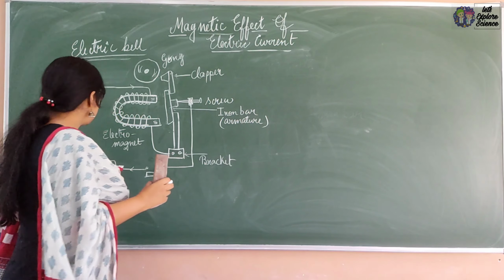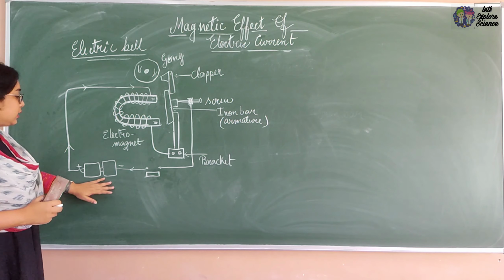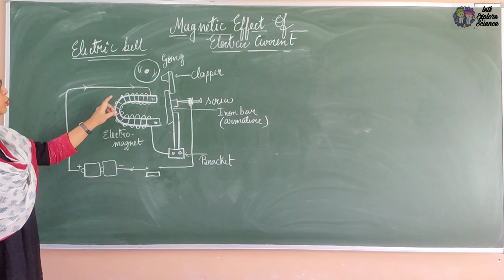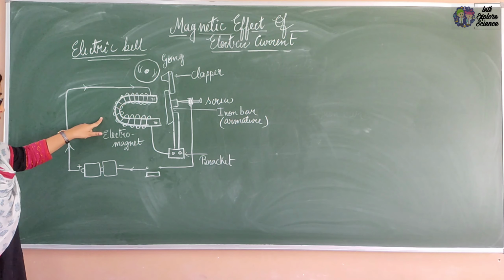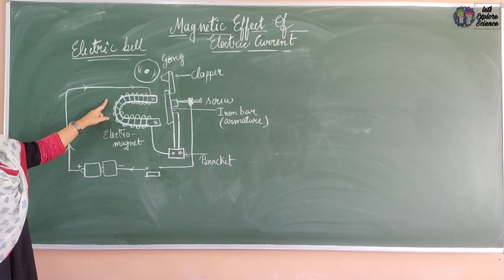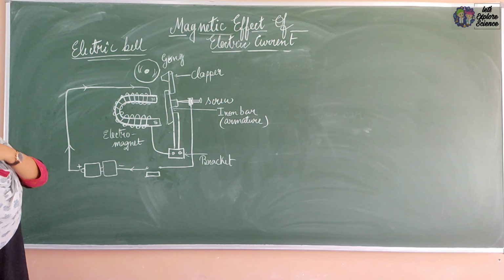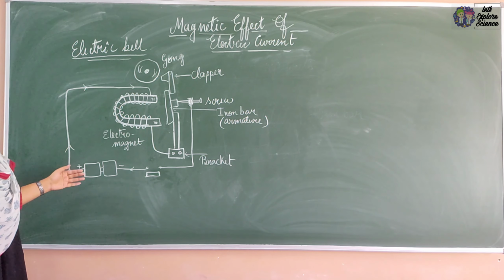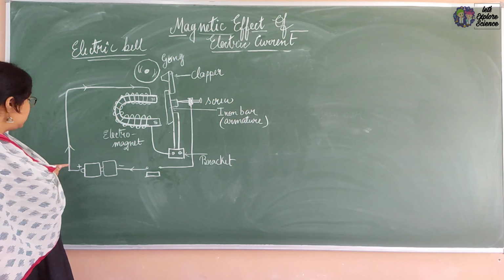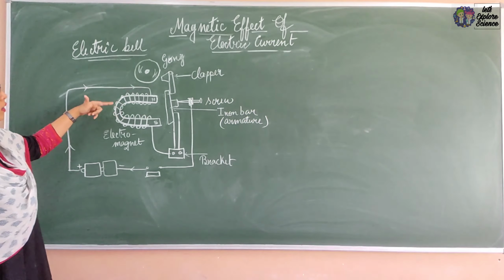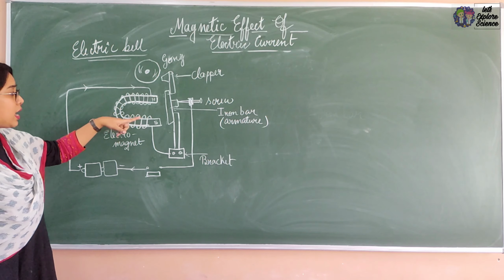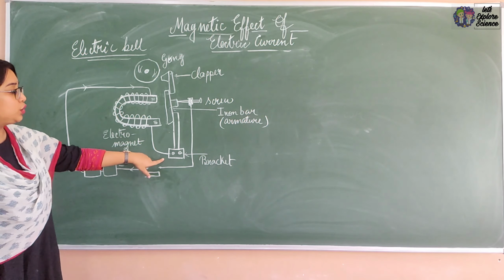See, this is a circuit. These are the cells, and the cells are connected to a U-shaped electromagnet. That means when the switch is on, only then will this magnet work as a magnet, or show the properties of a magnet. And see, the wires are coiled around the U-shaped electromagnet, and another end of the wire is connected to this bracket.